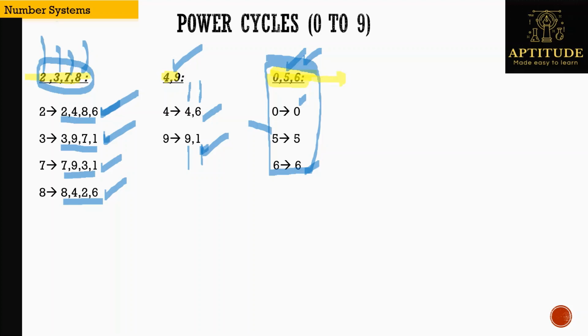Now observe this 4 and 9. Let's come to 2, 3, 7, 8 later. Observe 4 and 9 here. Let's try to write the values. 4 power 1 is 4. 4 square is 16, right? Now 4 cube is nothing but 64.